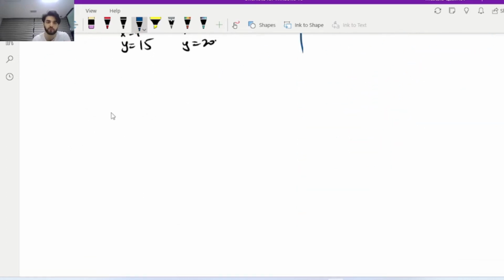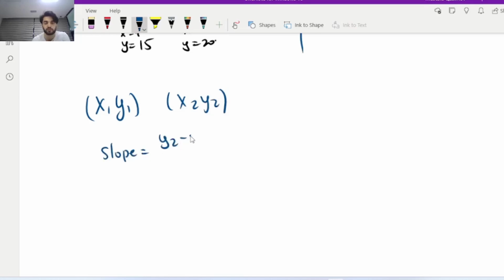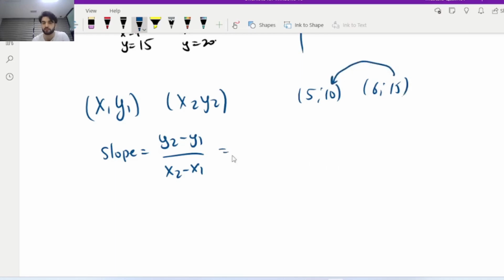For finding slope, we just need to know 2 points, x1 and y1, and let's say x2 and y2. The formula for finding slope is y2 minus y1 over x2 minus x1. For example, let's write one example: 1 and 10, 6 and 15. 15 minus 10 over 6 minus 5. 5 over 1, so it is equal to 5.